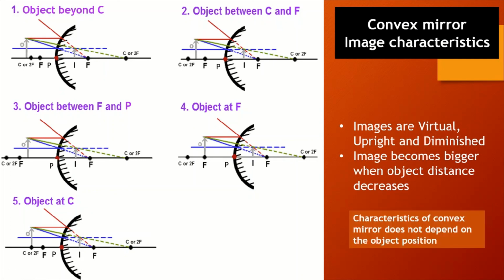So we conclude that the characteristics of the image of a convex mirror do not depend on the object position or the object distance.